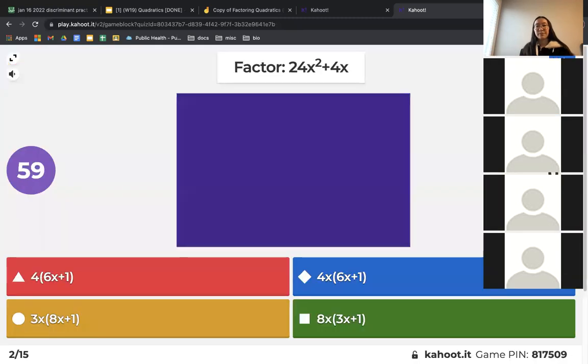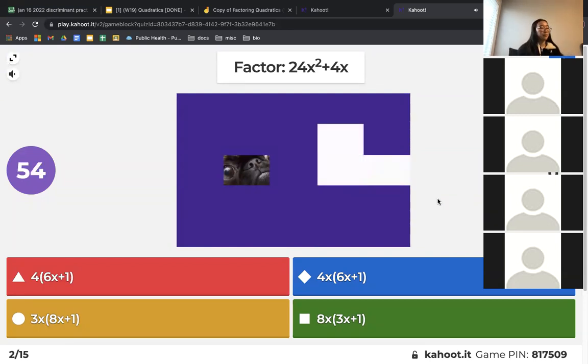Okay, same concept here. Same greatest common factor, 2 actually.